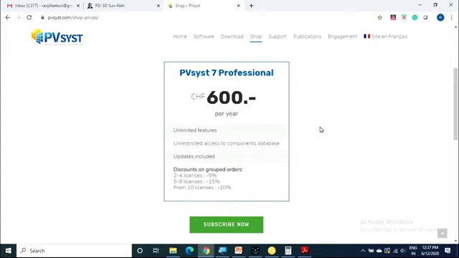Yeah, a 30-day trial version is there. They will give the 30-day free trial version with full features. After 30 days, you have to pay to get the full features.